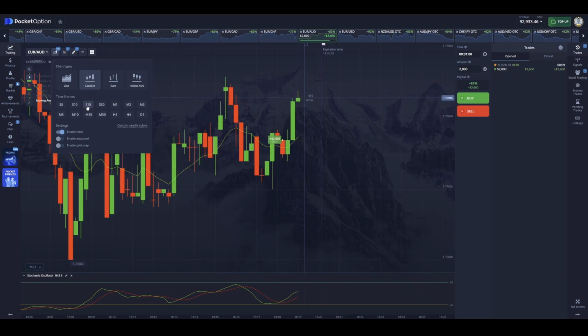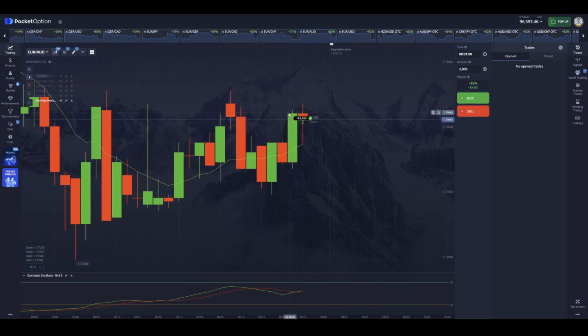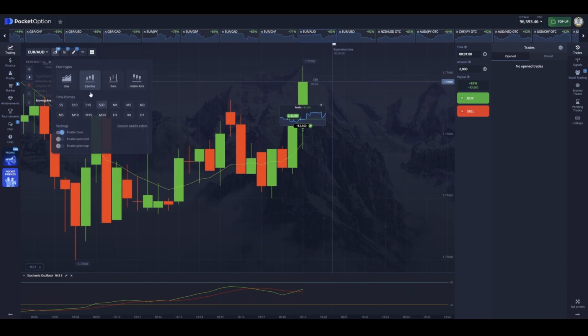So, if you want a lot of entry points and you're okay with not having a super high win rate, if 70% is fine for you, set it to 15 seconds. If you want a really super safe entry point, then set it to 30 seconds per candle, and then you'll have a very high level of safety.